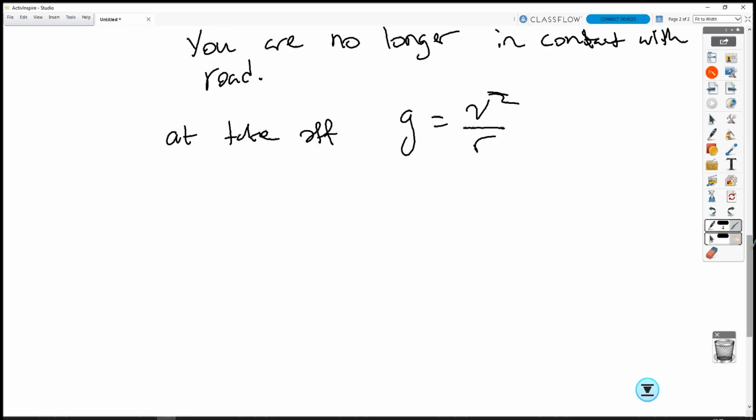So the takeoff velocity then we can find by rearranging this. V equals the square root of r times g. And we notice something, the takeoff velocity does not depend on mass. So it doesn't matter what mass the object is, it will all take off at the same velocity.